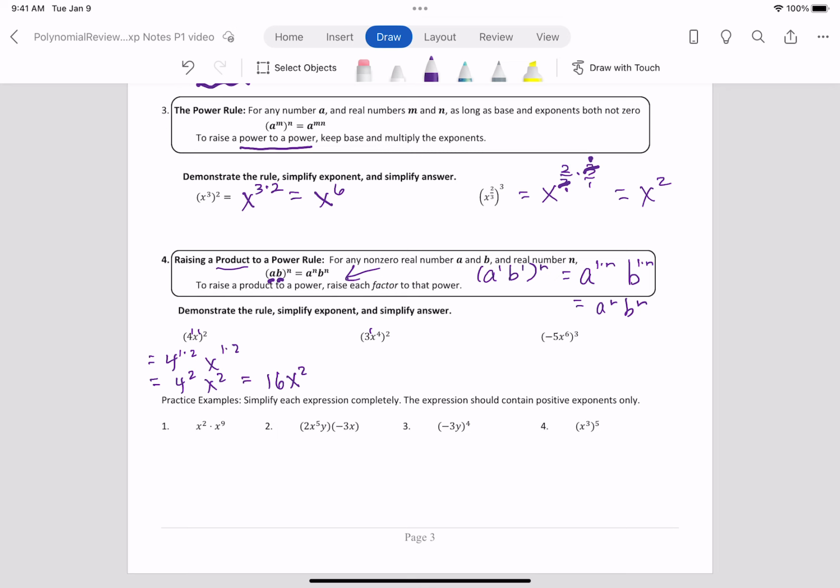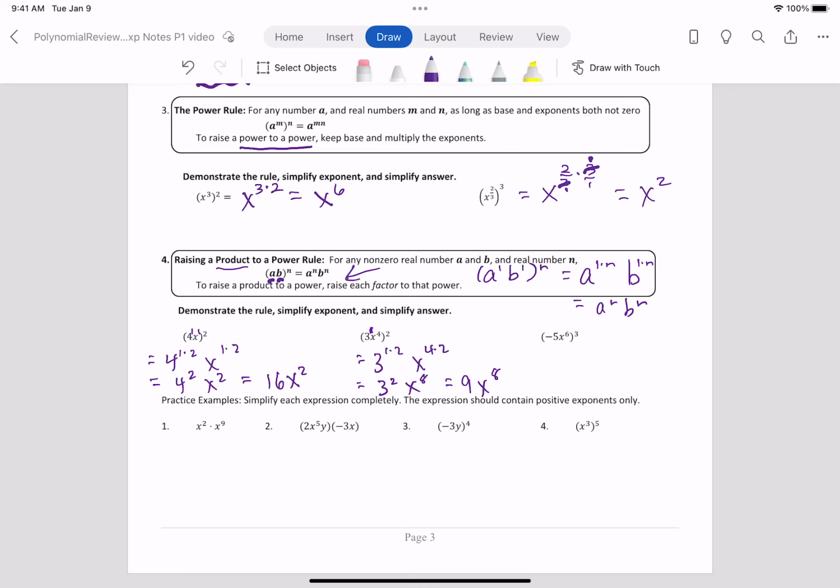For the next one, we have 3 to the first, x to the fourth, and that's raised to the second power. So it's going to be 3 to the 1 times 2, x to the 4 times 2. So we'll get 3 squared, x to the 8th. And again, you can leave it like that. If you want to simplify it and say that's 9x to the 8th, that's fine as well.